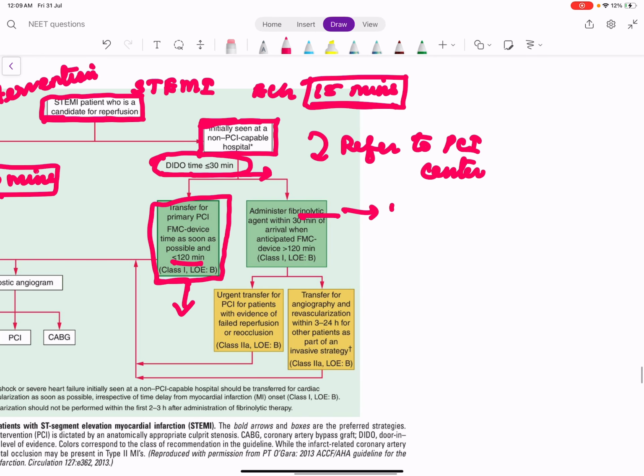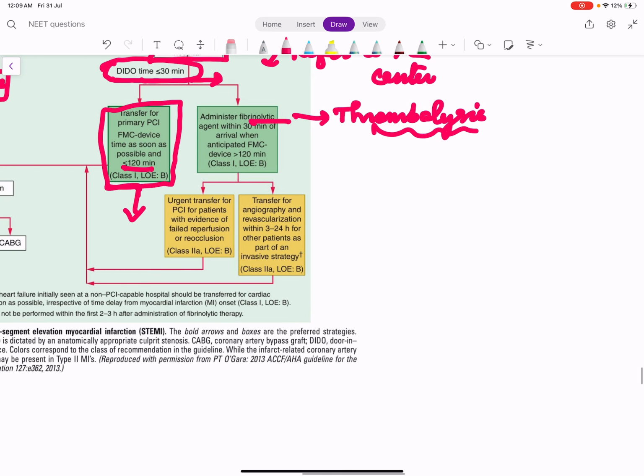Fibrinolytic is also called thrombolysis. It is the medical management of STEMI. So what was the earlier thrombolytic agent used? Streptokinase. Then we have recombinant tissue plasminogen activators.